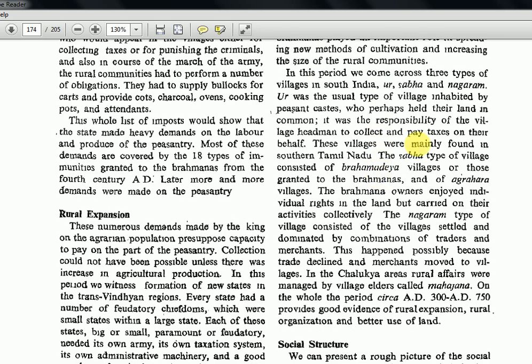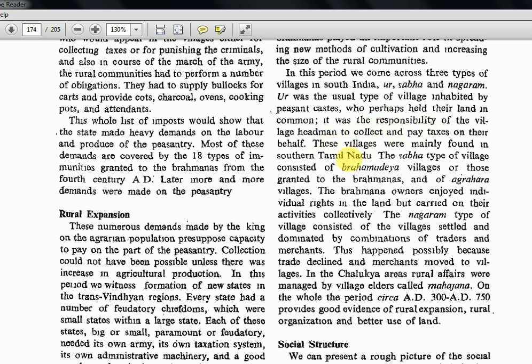This paragraph may be important because terminologies are there. In this period, we come across 3 types of villages in South India: Ur, Sabha, Nagaram. Ur was the usual type of village inhabited by peasant caste who perhaps held their land in common. It was the responsibility of the village headman to collect and pay taxes on their behalf. These villages were mainly found in southern Tamil Nadu.